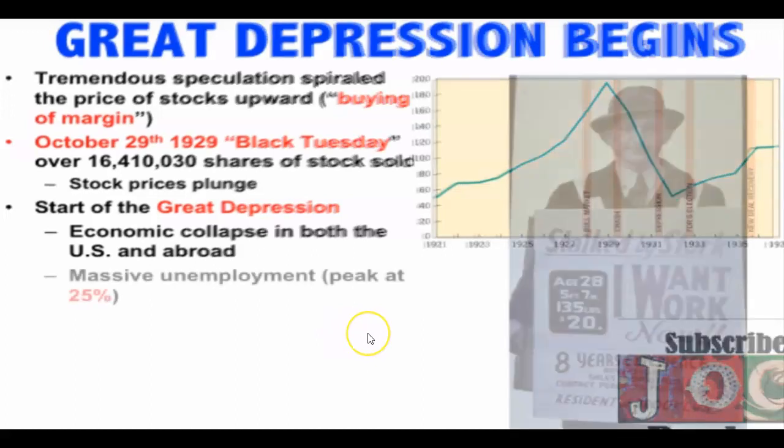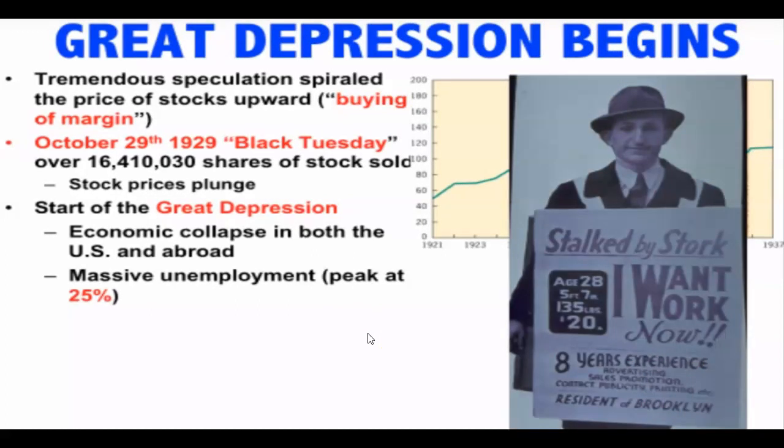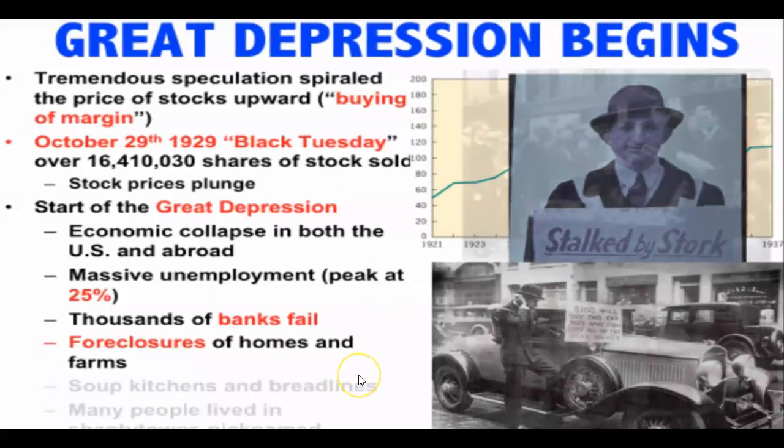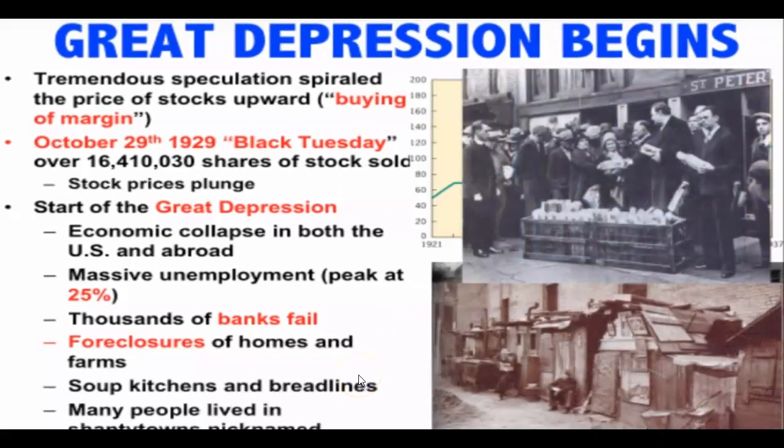This collapse, the Great Depression, would take place both in the United States and around the world, particularly in Europe. Massive unemployment would take place, 25% unemployment. One out of every four workers was out of work. Thousands upon thousands of banks, and I'm not exaggerating, would end up failing and having to close. People would have their homes foreclosed upon, which means they could not afford to make their payments, and the bank would have to foreclose, or take their home away.